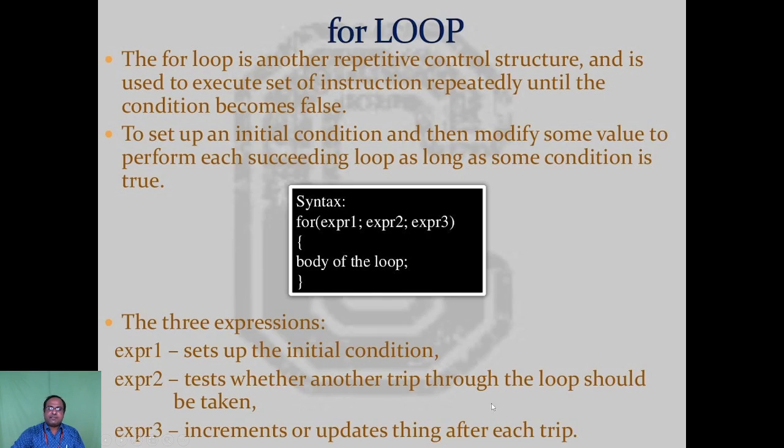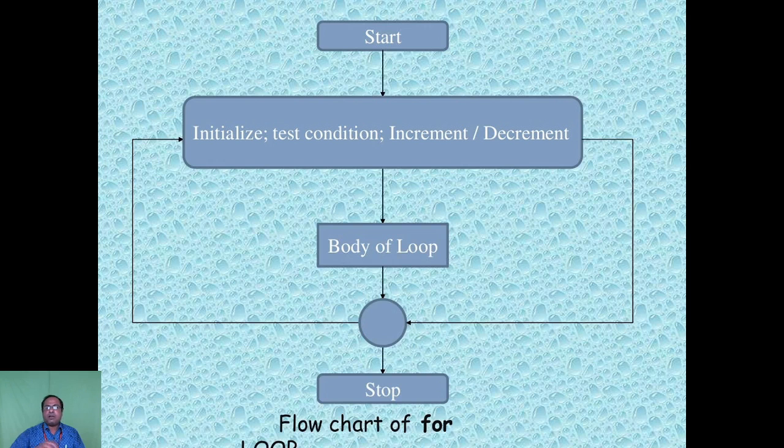Okay, so here is the syntax for the for loop. for, then expression 1, expression 2, expression 3, and when these are satisfied, it will enter the body of the loop. As I already said, expression 1 is the initialization condition, expression 2 is the test condition, and finally expression 3 is the increment or updating of the particular statement.